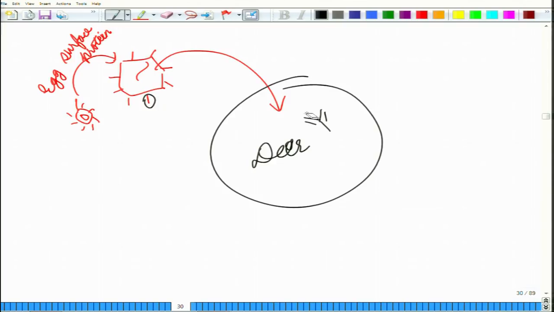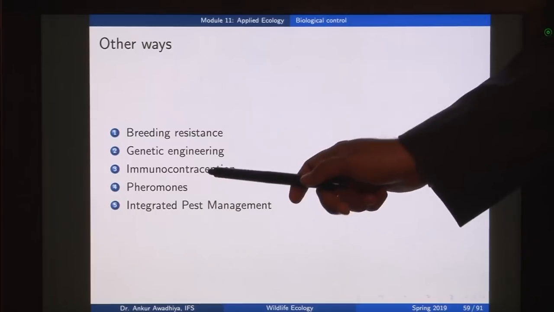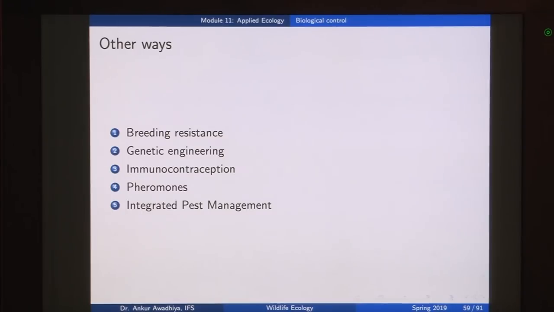Once that happens, all the eggs in the female deer will also be acted upon by the antibodies, and this deer will become infertile because it does not produce any ova. All the ova inside these deer are killed, and so the deer becomes infertile. So you can make use of immunocontraception, in which case you are using the immune system to perform contraception of these animals. Or we can make use of pheromones, as we have seen earlier in the case of insects, or you could go for integrated pest management, which we will come to in a short while.